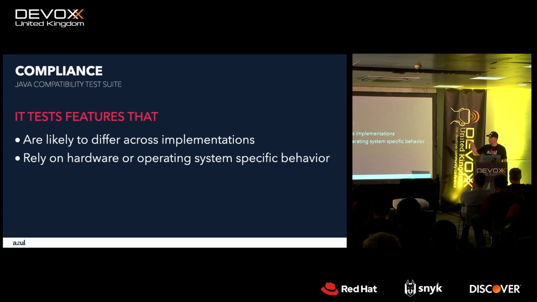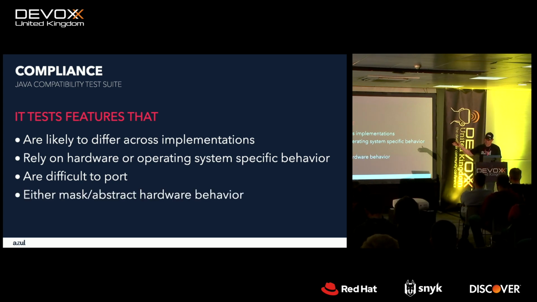And if you take a look at the code, you can get the code from the JCK. It's so complex. They really test the API, the implementation in Java, everything is tested. So it's really fascinating to see, and it's a lot of tests. Things that are difficult to port, either mask abstract hardware behavior or whatever. So for example, to run the JCK, you need to connect the computer to a printer. That's very important. You need to have a sound card in there. It's part of the JCK.